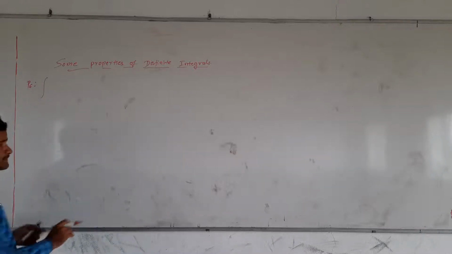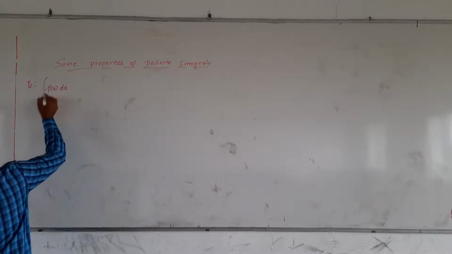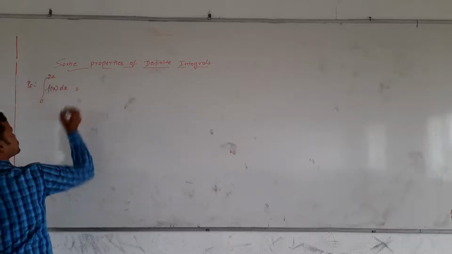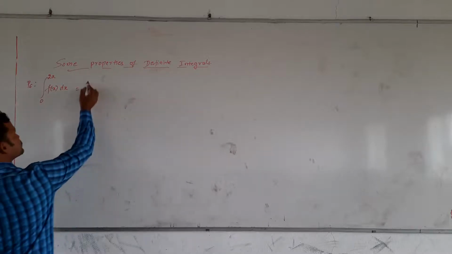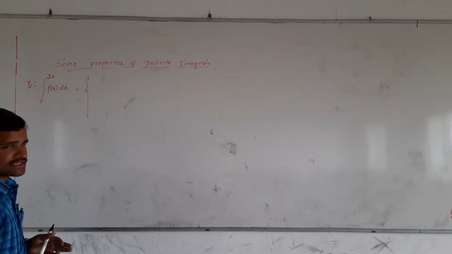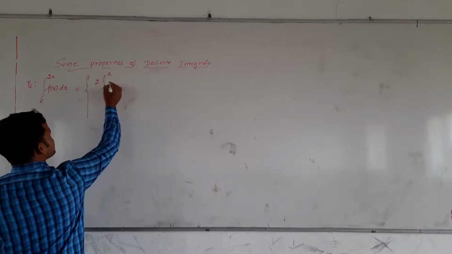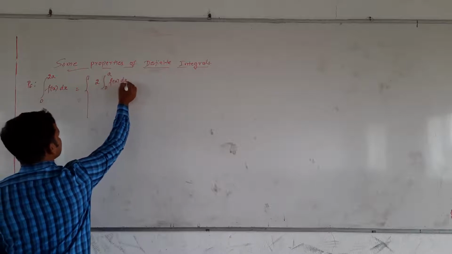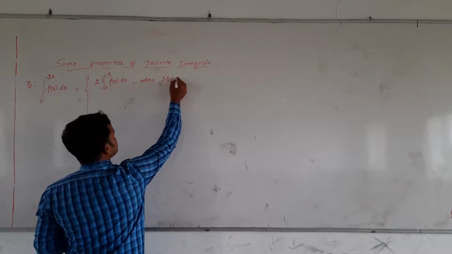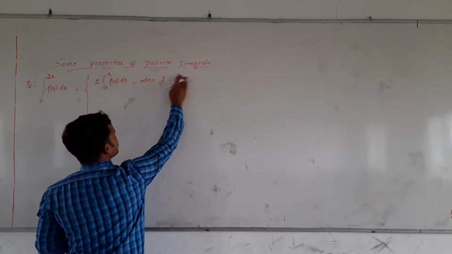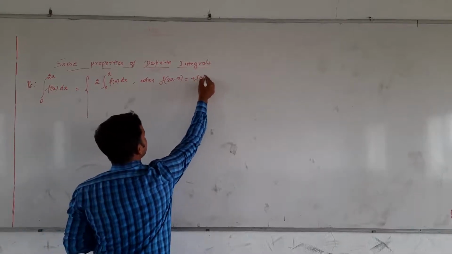Property P6 says the integration of f of x with respect to x from 0 to 2a is equal to, it will take two cases. One case is that it is 2 times the integration of f of x with respect to x from 0 to a, when f of 2a minus x is equal to plus f of x.